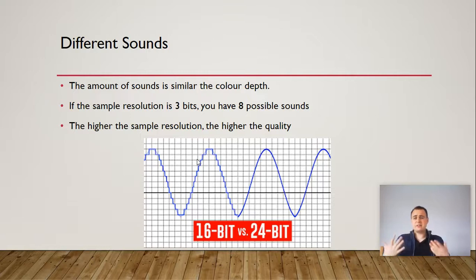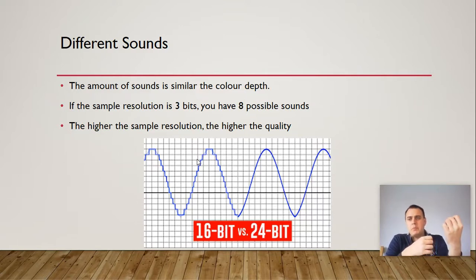All right, so there's loads. Like with last week, we looked at pixels and how we have different colors for a pixel. It's the same in sound. We have different amounts of sound based on the amount of bits we have. If in a pixel we have 3 bits per pixel, we've got 8 colors. Same with sound. If you've got 3 bits of sound resolution, which is called audio depth, you have 8 possible sounds that you could use.